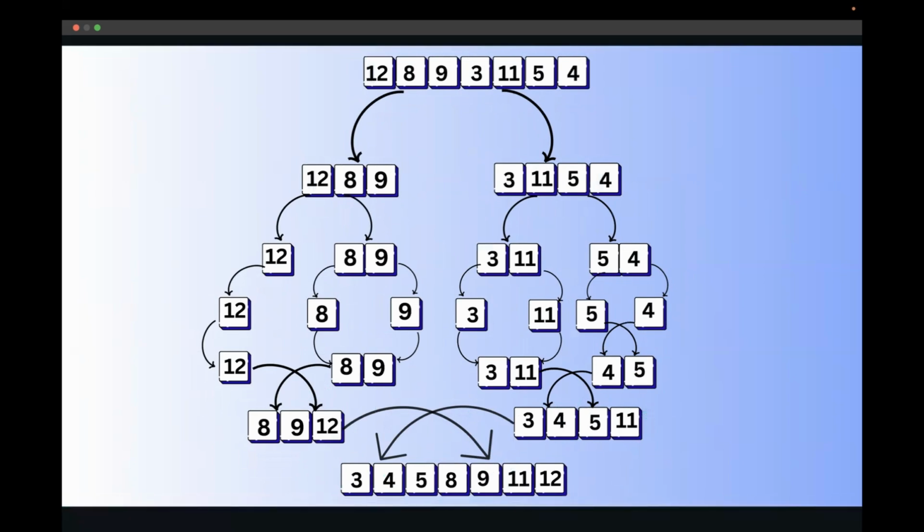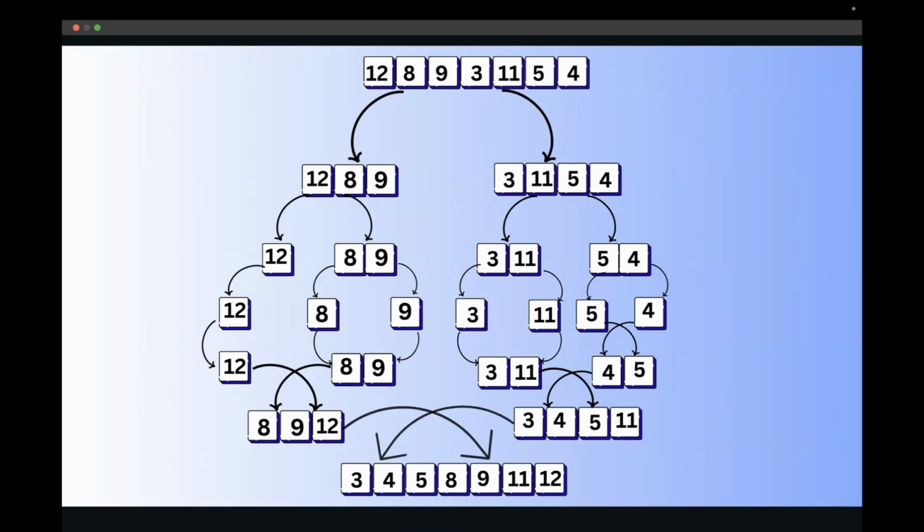As you can see, merge sort works by continually splitting the array into smaller subarrays and then merging them back together in sorted order. This is where the divide and conquer paradigm really shines, because we are breaking down the problem and then efficiently combining the results. And that's how merge sort works.